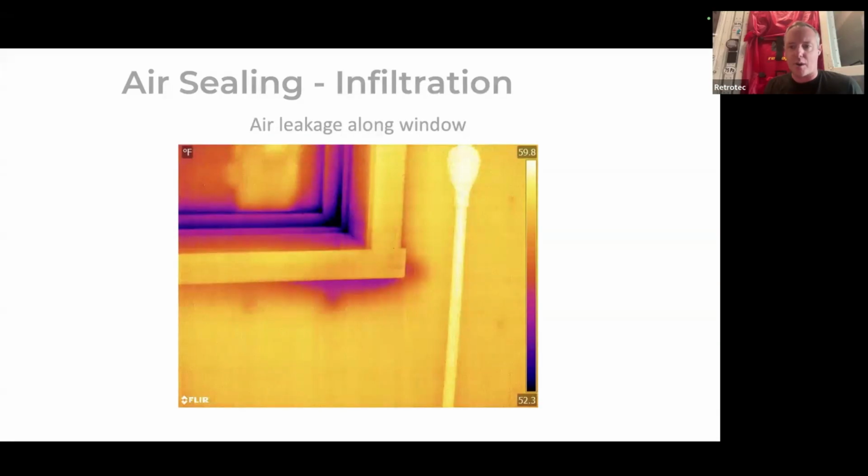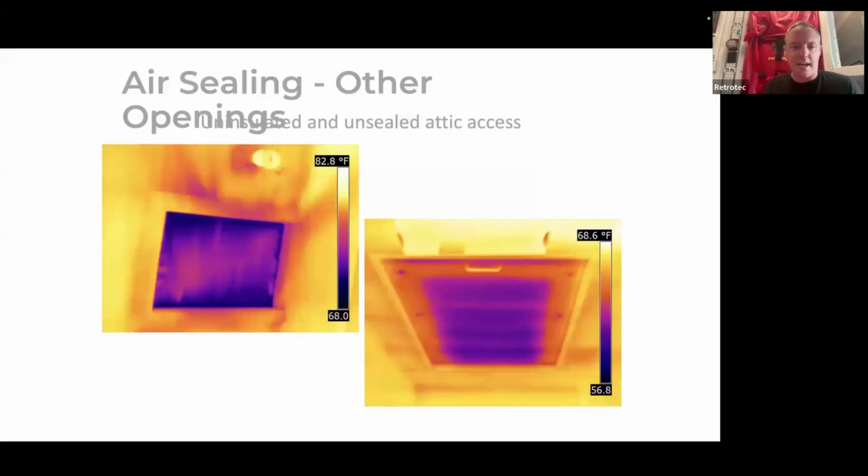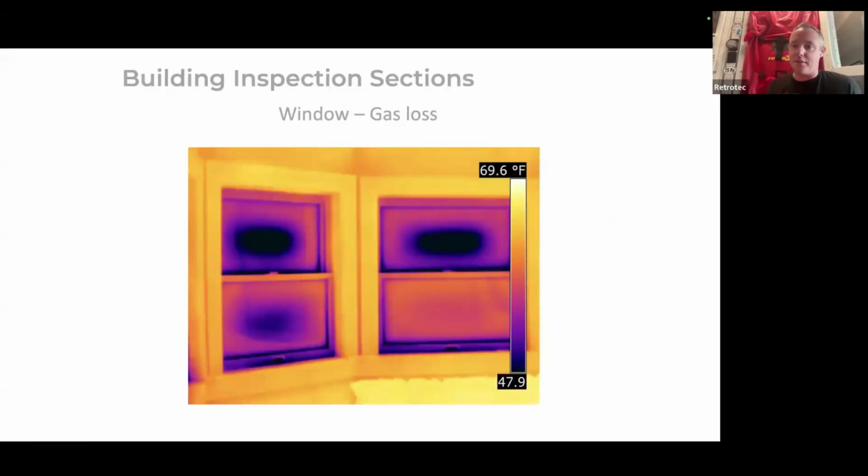Windows. That one wasn't properly flashed or sealed around the rough opening. Uninsulated attic hatches, as well as they're not really sealed around the edge here. On this one, you can kind of see air leakage and missing insulation at the same time. And you can see if windows are starting to fail too, if the gas is starting to leave. So it's happened on those top two. This bottom right one's still okay, but this one on the bottom left's on its way out. So you can see if windows are starting to fail or not.